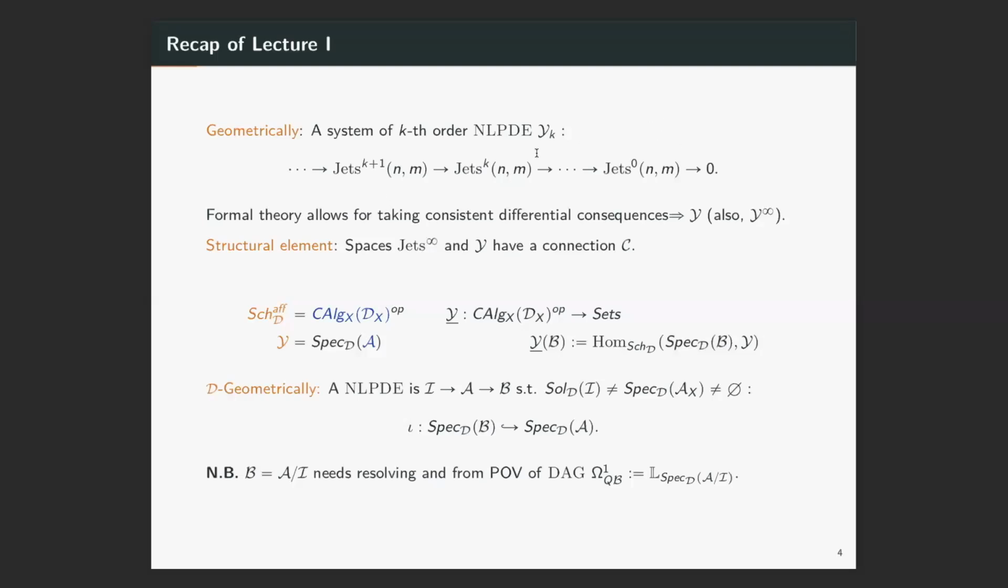So that was the formal theory, and the structural elements of these spaces. When I don't write a subscript here, I don't think we really work at a finite level anymore. But this lives inside of this jet infinity. They had this connection, this was the Cartan distribution, spanned by these total derivatives.